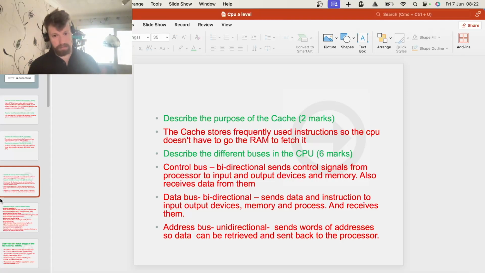Control bus, 1 mark. I don't know why they like to know about whether it's bidirectional or unidirectional. So data and control buses are bidirectional. Address bus is unidirectional. Control bus essentially sends out control signals to the input and output devices and main memory. It also receives data from them, hence the idea of it being bidirectional. Data bus, just remember that it carries data and instructions. Address bus sends the addresses and retrieves them from the processor.